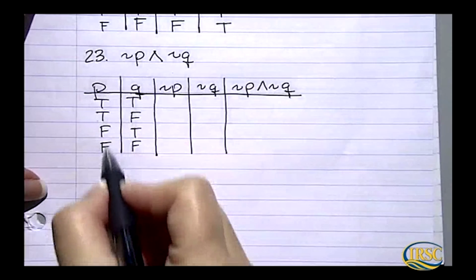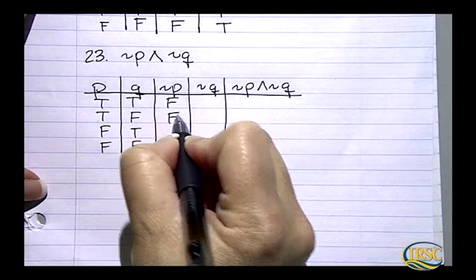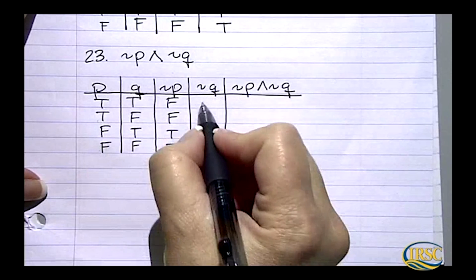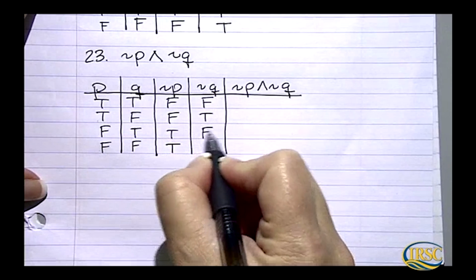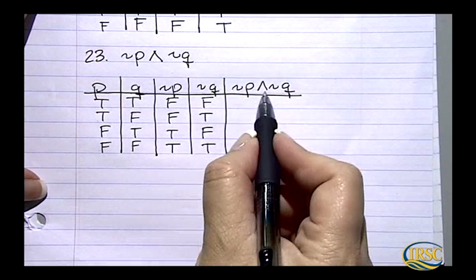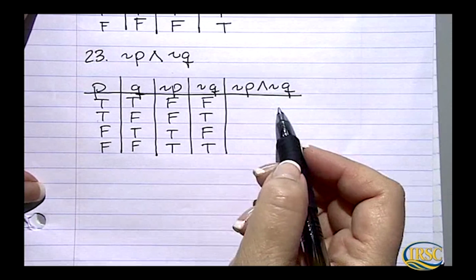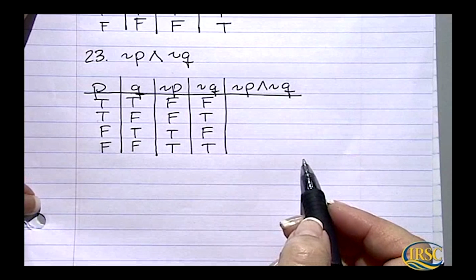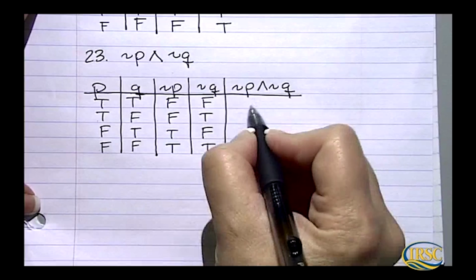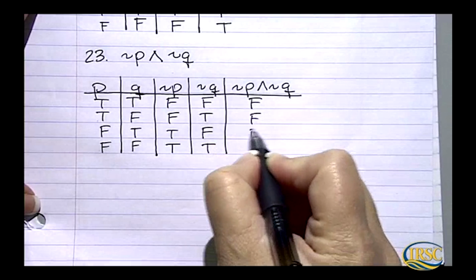So not P is the opposite of P, so false, false, true, true. Not Q is the opposite of Q, false, true, false, true. And then the and statement between the two, well, and, what do we know about and? Only true when they're both true. And the only time that happens is the last row. So we have false, false, false, true.